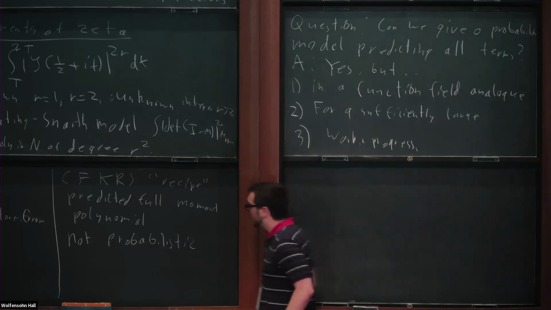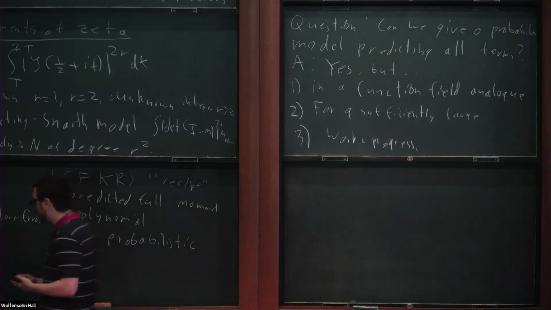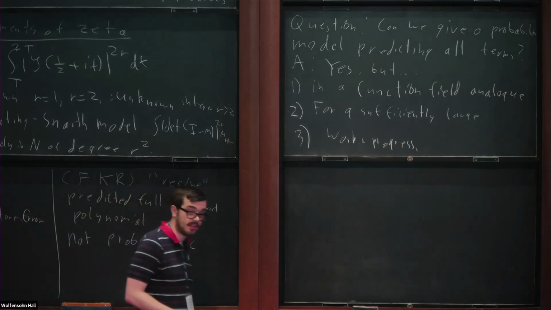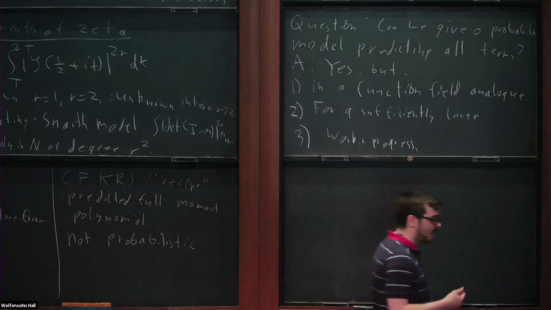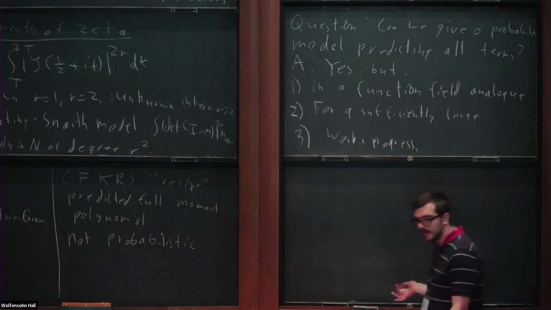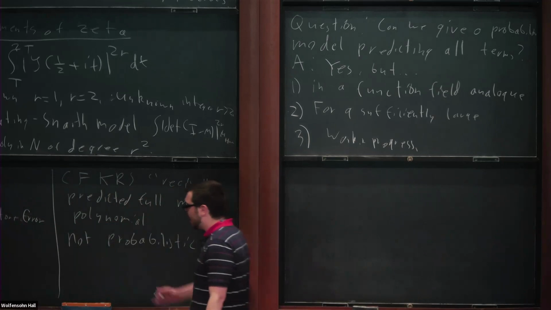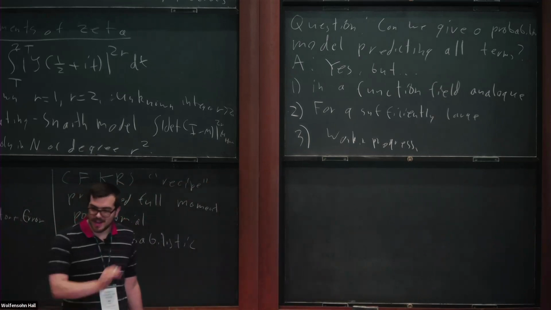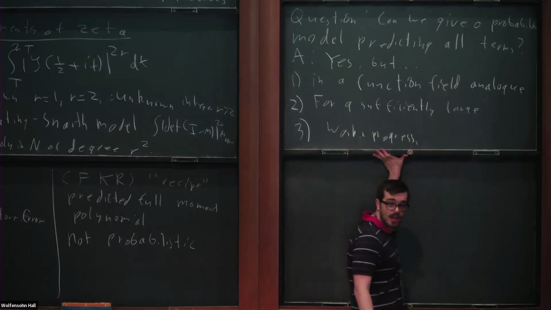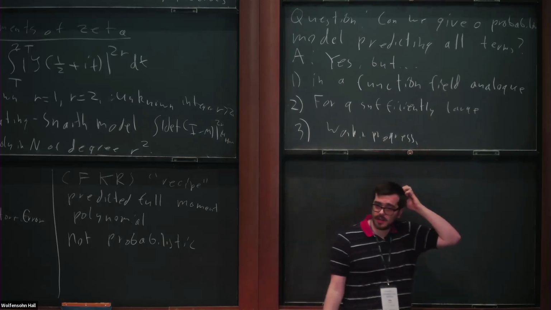So what I want to do in the remaining time is to first say what my function field analog situation is, and then say what the random model is, and then state some theorems about it. And then if there's a little bit of time, I might say something about the proof. Does anybody have questions about what I said so far?